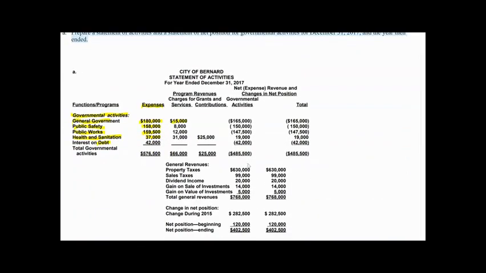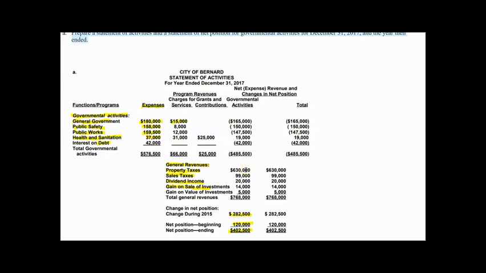And don't forget the general revenues, including the revenue from property tax, sales tax, dividends, and some gain on the investment. Then for the governmental activities, we get the total change in net position, which equals 282,500, and plus the beginning balance, we can get the ending balance of the net position. Okay, so that's the first statement.